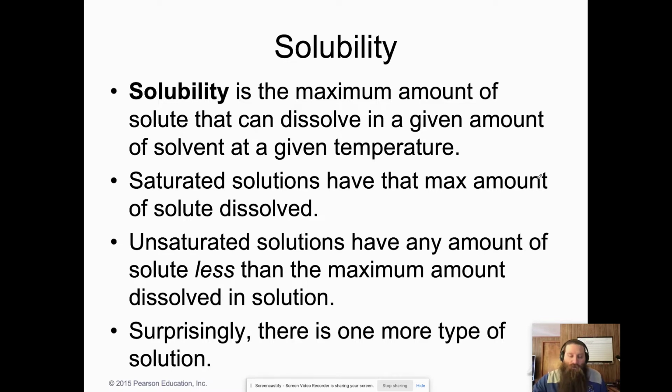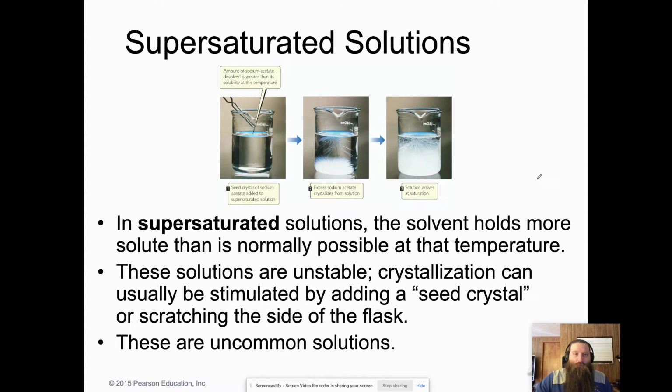Now, this slideshow, I love it. It says, surprisingly, there's one more type of solution. I think we've been in chemistry long enough to know that it should probably say, unsurprisingly, there is a third, right? There's always an exception. And that is our supersaturated solution.